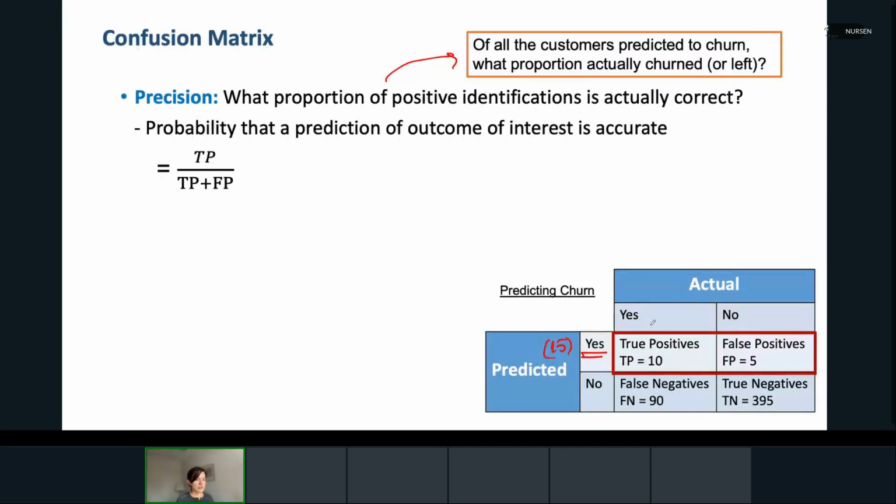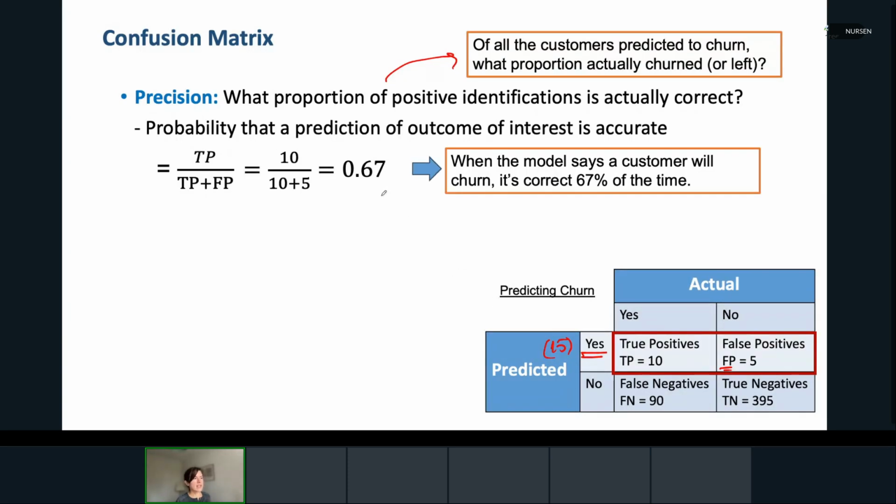Precision is directly related to the false positive error. Okay, so if we consider this, in this case we have 10 true positives out of 15, and precision is 0.67. That means when the model, let's say this is a decision tree, says a customer is going to churn, is going to leave, it is correct 67% of the time. So out of all positive identifications, out of all churn predictions, what is the percentage we are actually correct?